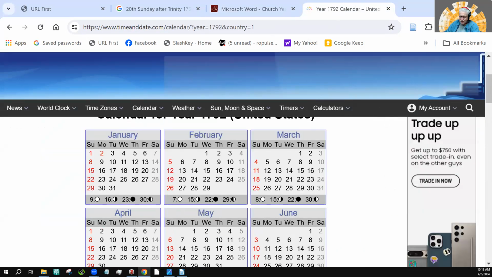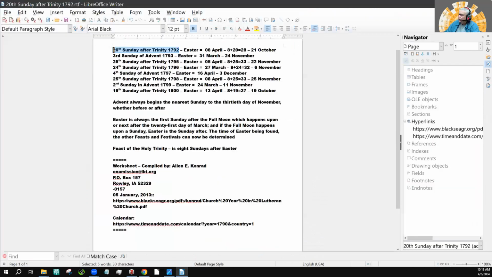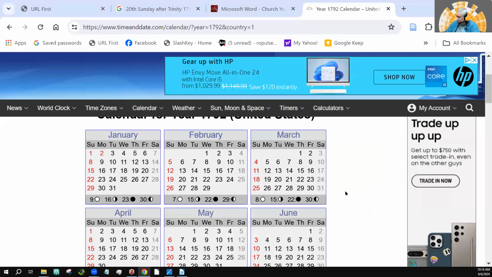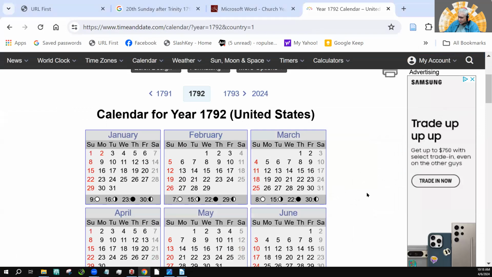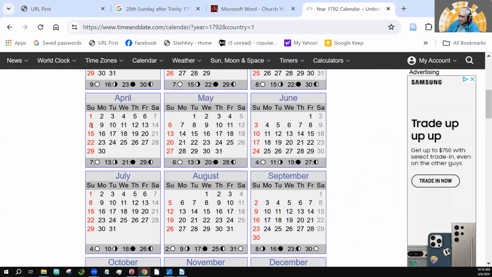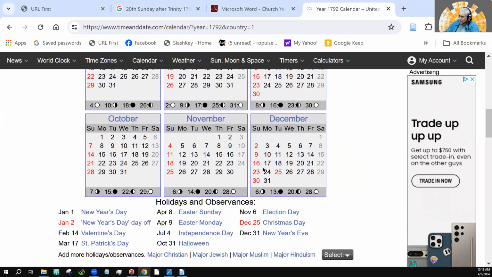Now that was April 8th. Now, according to his chart, the Trinity occurs the 8th Sunday after Easter. And now we want the 20th Sunday. So we have to do 28 days from the 8th Sunday. So we do the 8th Sunday of April, which is here, and you count 28 days. And if I did it right, that comes out the 21st of October.